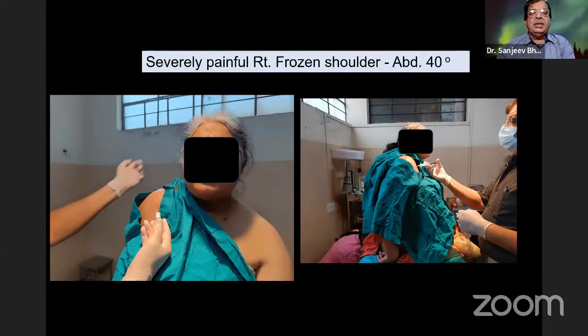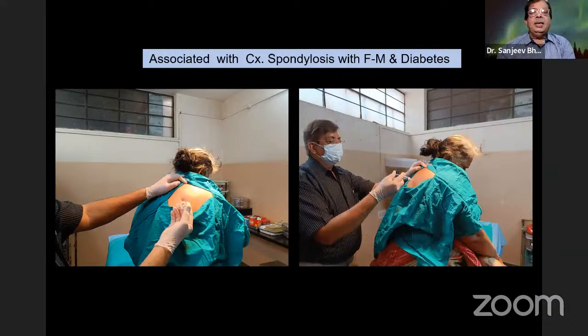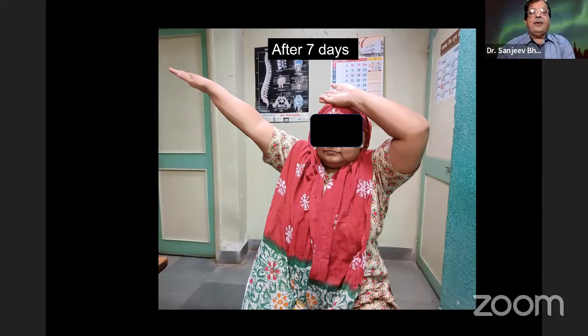So this is a patient with a severely painful right frozen shoulder. The abduction is hardly 40 degrees. Along with that, she has cervical spondylosis with fibromyositis and diabetes mellitus. And see, after 7 days, abduction was hardly 40 degrees before the first injection. In these conditions of frozen shoulder, I used to do a manipulation under general anesthesia about 10, 15 years back. But over the last 10, 15 years, hardly 1 or 2 out of 100 patients require manipulation.